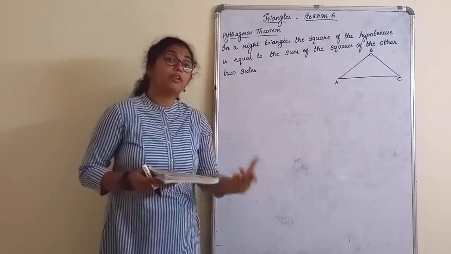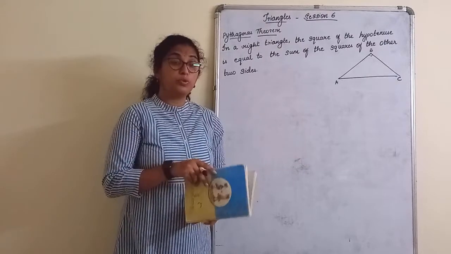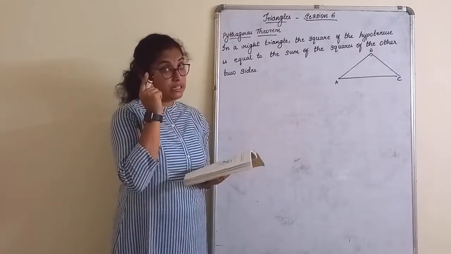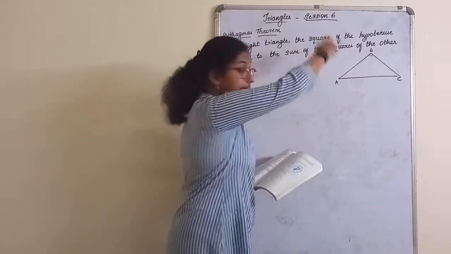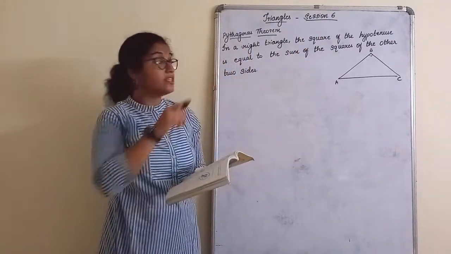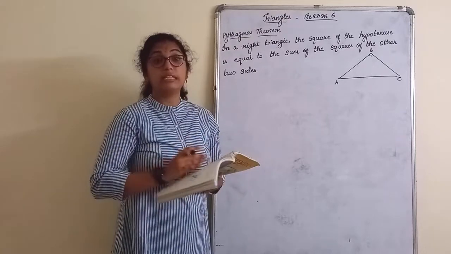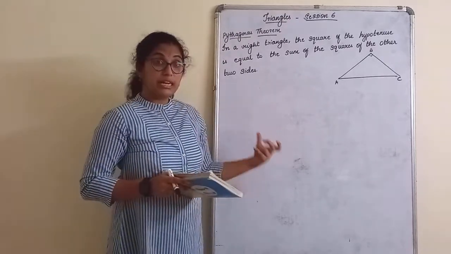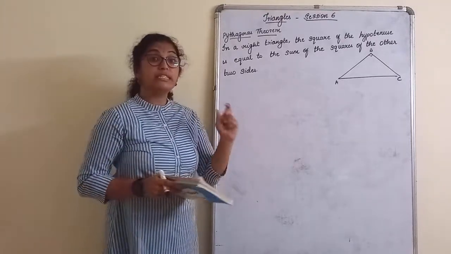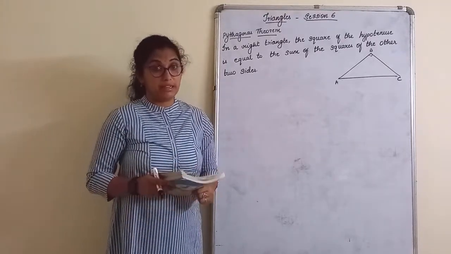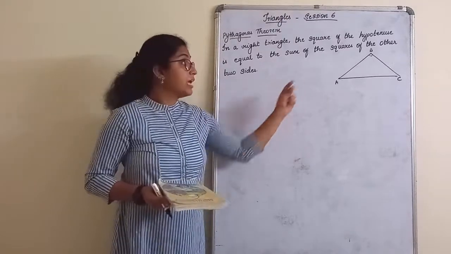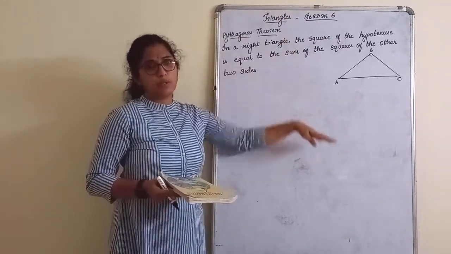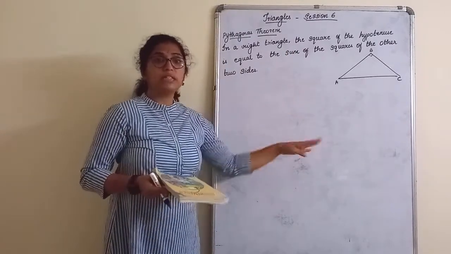But how are we going to prove that? We are going to prove it by drawing a perpendicular from the vertex of the right angle of the right triangle to the base of the triangle. So that is the explanation of the statement. Usually this question is asked in the examination as state and prove Pythagoras theorem. The statement carries 1 mark, and if the theorem is asked for 3 marks, then it is 2 plus 1, or if it is asked for 4 marks, 3 plus 1.